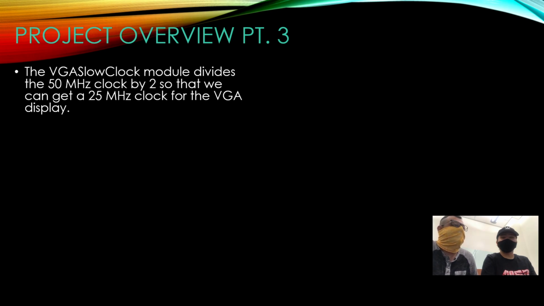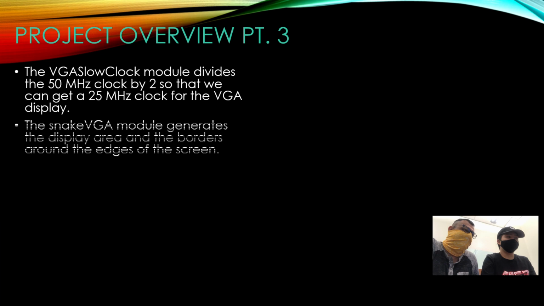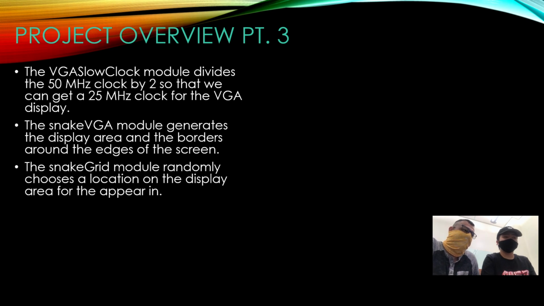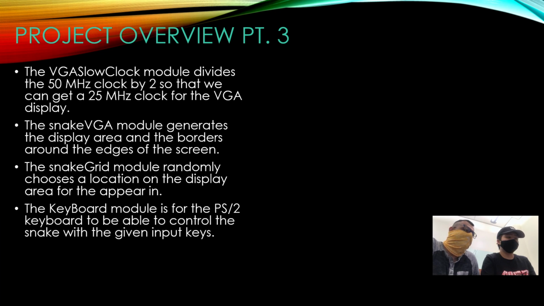Now, I'm going to talk about the specifics of each module. First, we have the VGA Slow Clock module, which divides the 50 MHz clock by 2 so that we can get a 25 MHz clock for the VGA display. The Snake VGA module generates the display area and the borders around the edges of the screen, which, if the snake hits, will die and cause the game to reset. The Snake Grid module randomly chooses a location on the display for the apple to appear in. The Keyboard module is for the PS/2 keyboard to be able to control the snake with the given input keys.